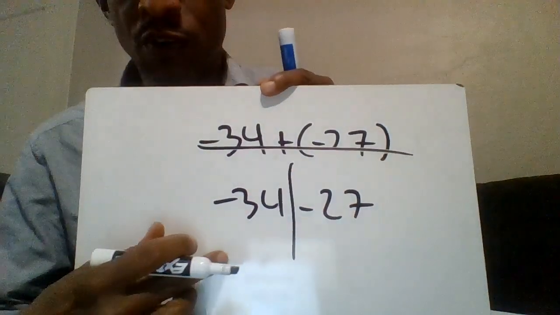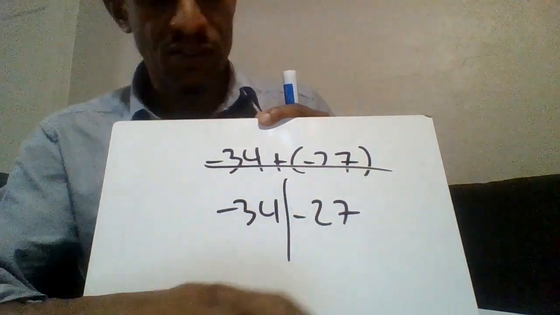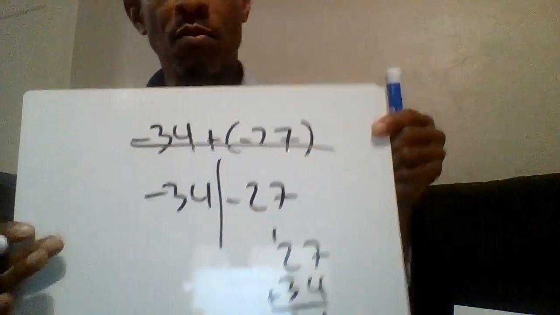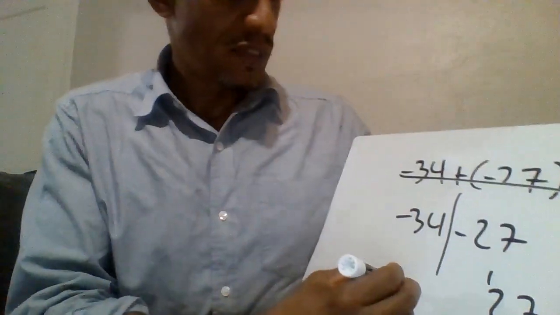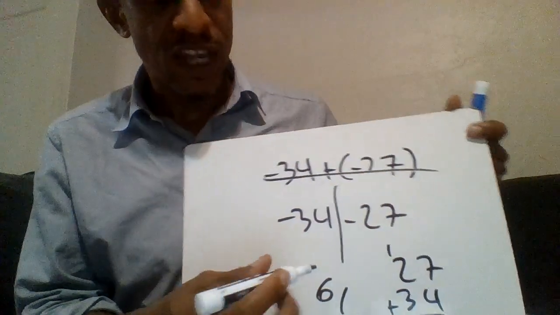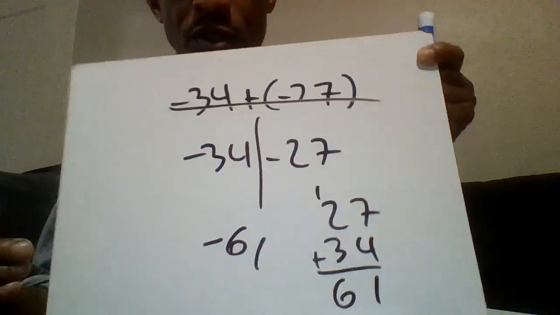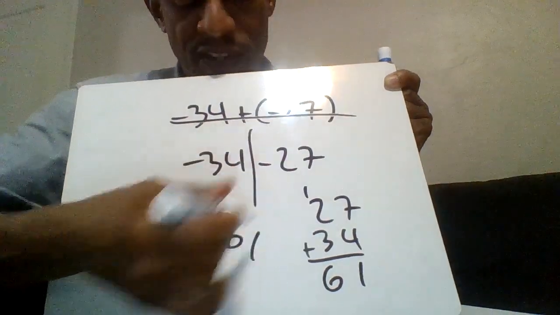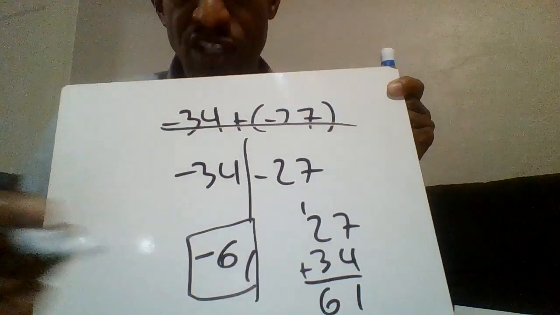I'm thinking 34 negatives, 27 more negatives. I don't know off the top of my head, so I'll go over it. 27, 34. The sum of 7 and 4, well, that's going to be 11. The sum of 3 and 2 is going to be 5, plus 1 is going to be 6. So I combine these here. That gives me 61. And remember, they're both negative, so 34 negatives, 27 negatives. I have a total of 61 negatives.